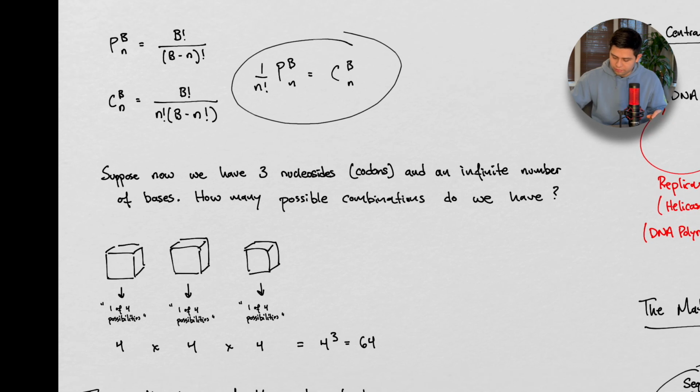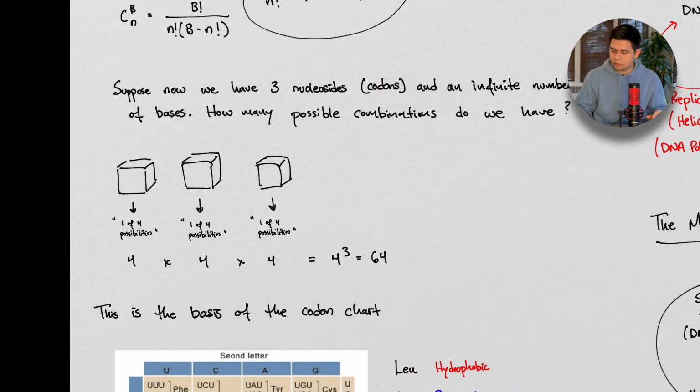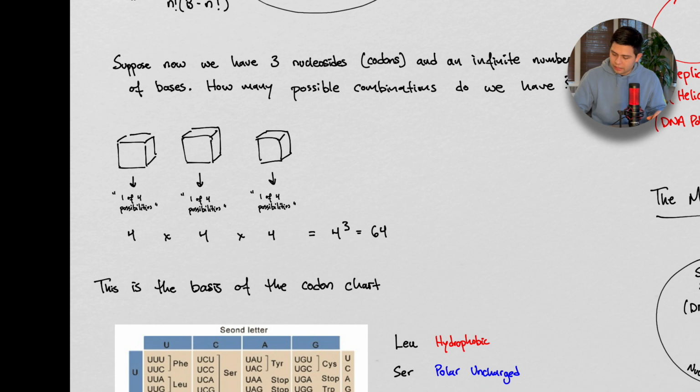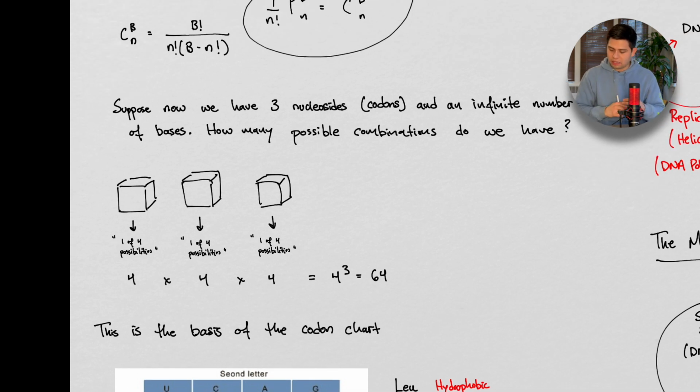All right, so suppose now we have 3 nucleosides, codons, and an infinite number of bases. How many possible combinations do we have? So I'm calling these codons for a reason, because codons are the basis of building proteins. Well, we've addressed this before. 4 times 4 times 4, right? Because we have 4 possible nucleosides, and so what are all the potential random permutations we can have in this case? Well, that's going to be 64, right? So 4 times 4, 16 times 4 is 64.